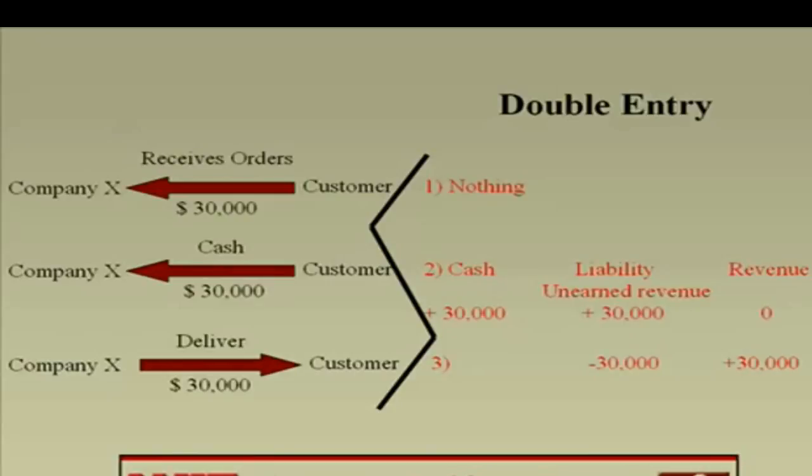Now let's go down. When the company delivers, they have revenue. So when they deliver, the double whammy is revenue increases and the liability decreases. So revenue is plus 30,000 and the liability, unearned revenue, minus 30,000. It's minus because since the company delivered, right now, they don't owe anything to the customer. The concept of unearned revenue is important, so let me repeat. Unearned revenue, when you see it on a balance sheet, it's a liability.